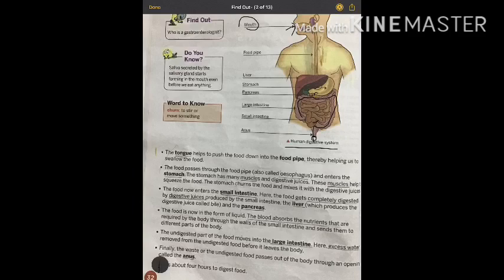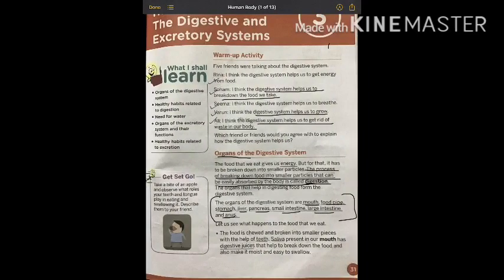All right, so here some lines are written, some important points are given in your reader. Before that, let me take you again to the first page where the first point is written here. The food is chewed and broken into smaller pieces with the help of teeth.